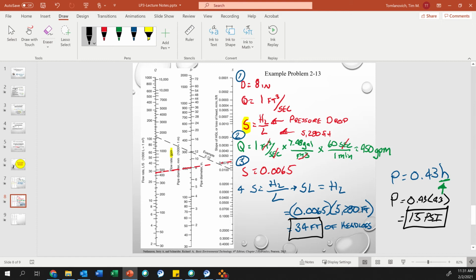So first I needed to calculate my head loss, and then I went back into this equation to find my psi. So 15 psi per mile.